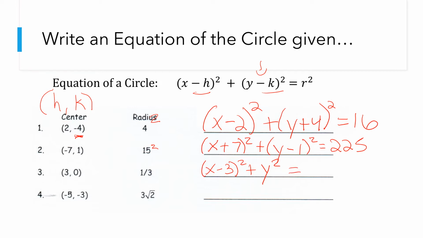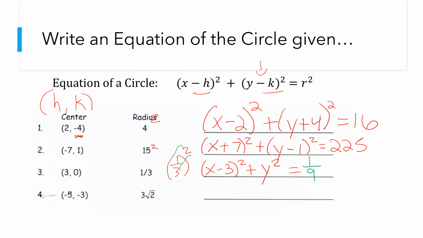Equals, and now this is 1/3 squared, so we did this a couple of times when it comes to fractions. If we're squaring a fraction, we square both the top and the bottom. It's like you distribute it. So that's going to be 1/9 for my radius squared.